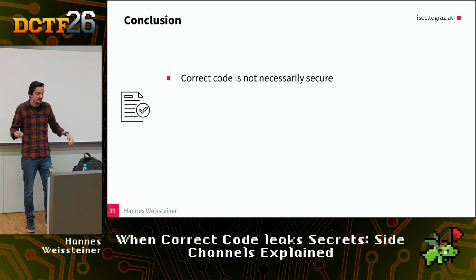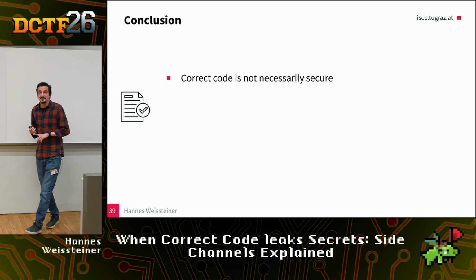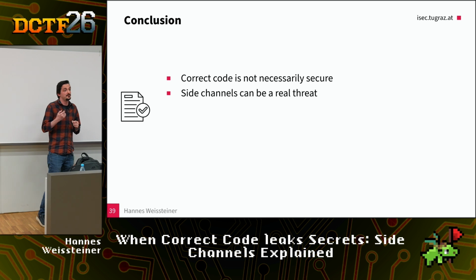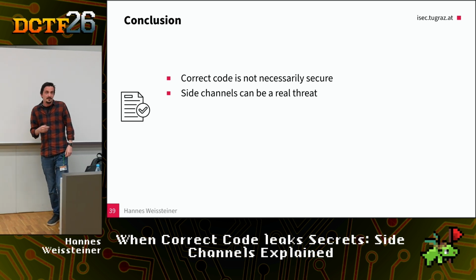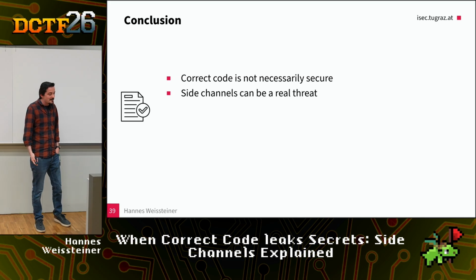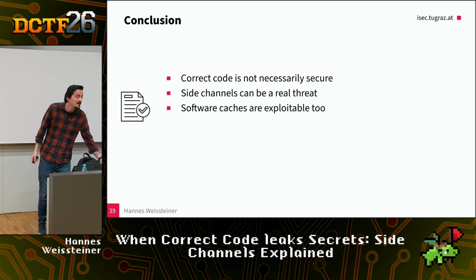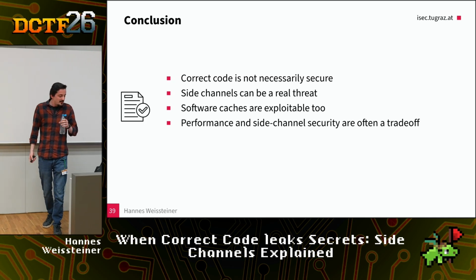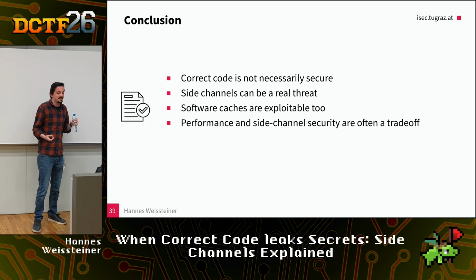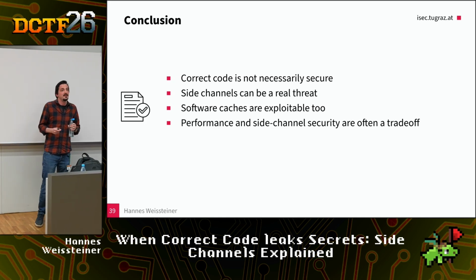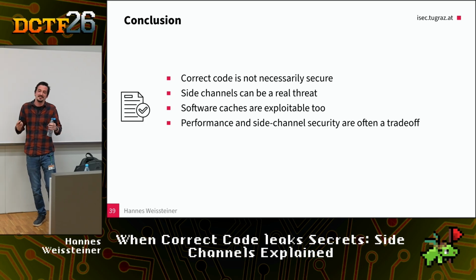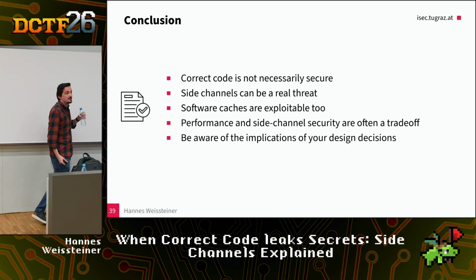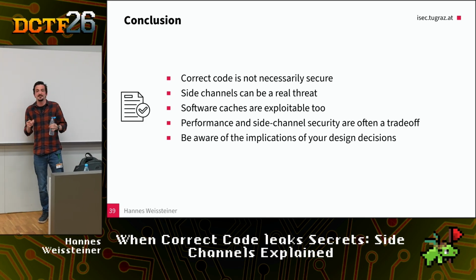So to conclude this talk, correct code does not necessarily mean it's secure. Side channels can be a real threat. We leaked real cryptographic keys from specific environments. Software caches are also exploitable. Mostly, it's even easier because you can debug the software. And performance and side channel security are sometimes just a trade-off. You want the caches for the performance, but also they leak something. So you need to make a decision here. And for everything you do, try to be aware of the implications of the choices that you make.